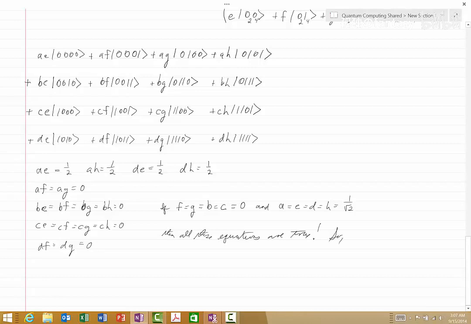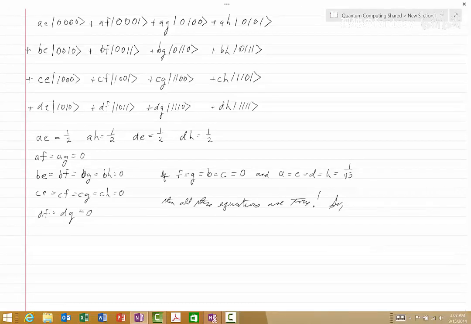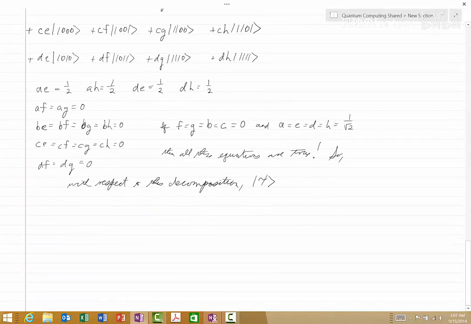So, with respect to this decomposition, the state is not entangled.